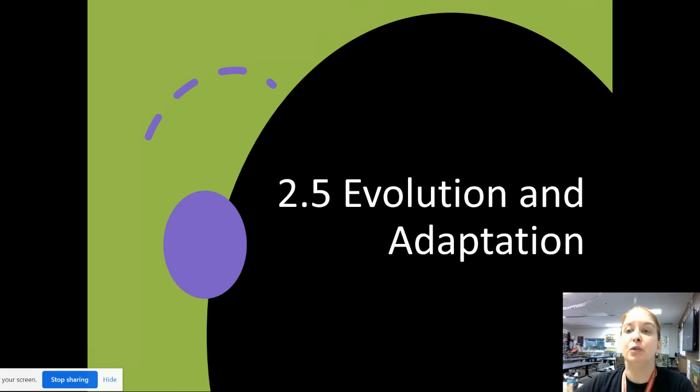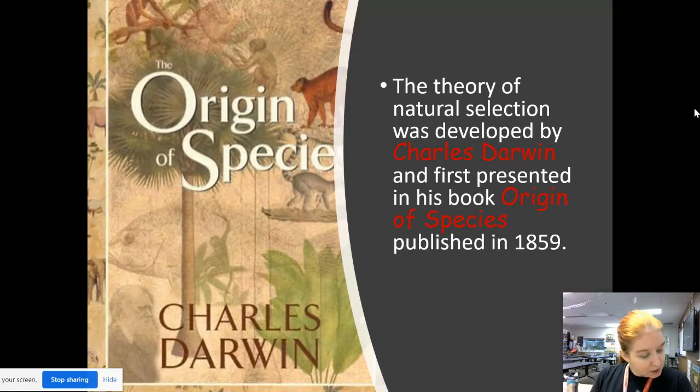Welcome to Unit 2, Section 5, Evolution and Adaptation. A lot of this should be review from freshman year biology, but we're going to go through it again. So this starts on page 10 in your packet. The theory of natural selection was developed by Charles Darwin and first presented in his book Origin of the Species, published in 1859. Quite the controversy at the time.